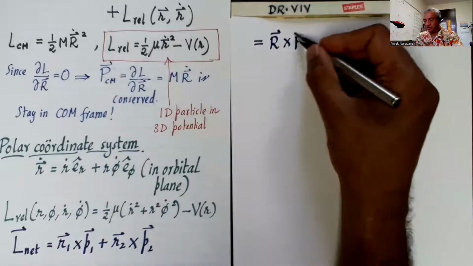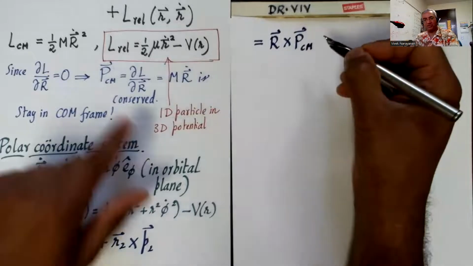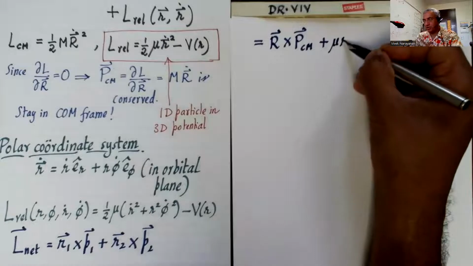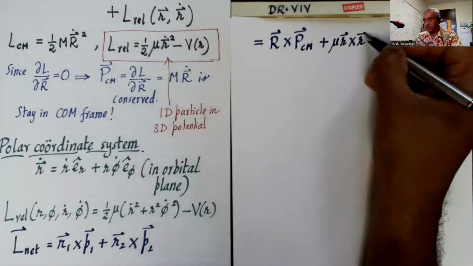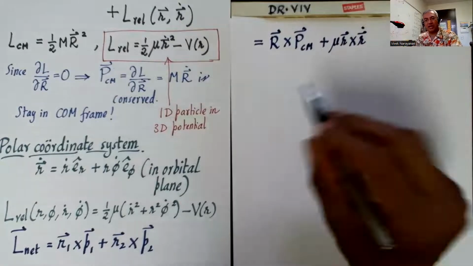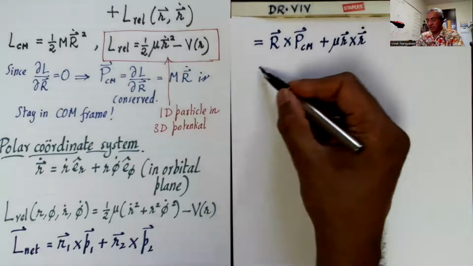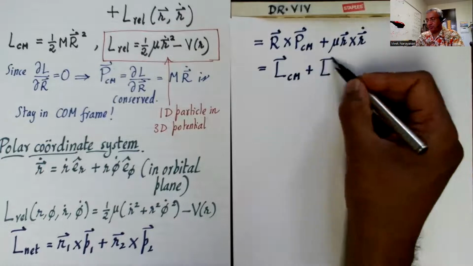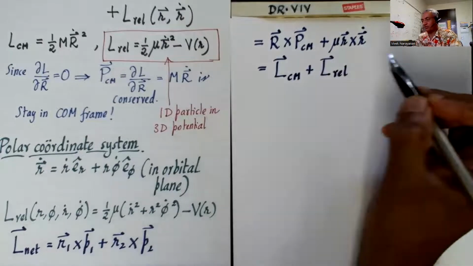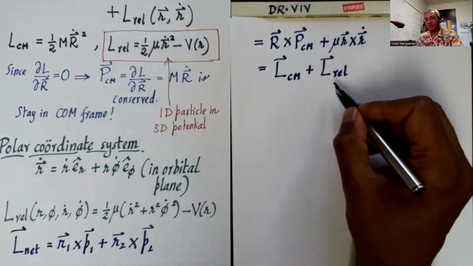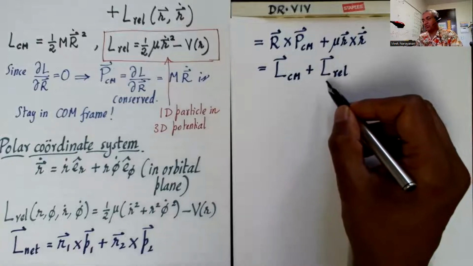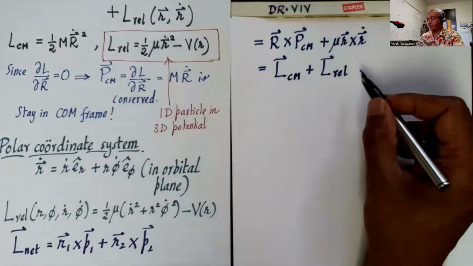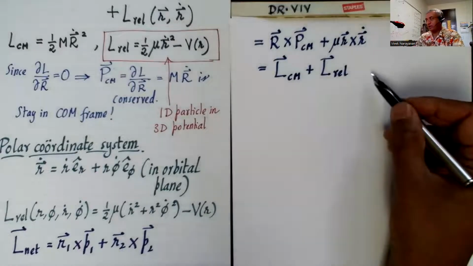So I'll get R cross P_CM, where P_CM is that, plus mu R cross R dot. This shows you that the total angular momentum splits up nicely into the angular momentum of the center of mass plus the angular momentum of the relative coordinates. Now, if you notice, this is independent of the angle, so the angular momentum is conserved by Noether's theorem. So the orbits will always be planar.